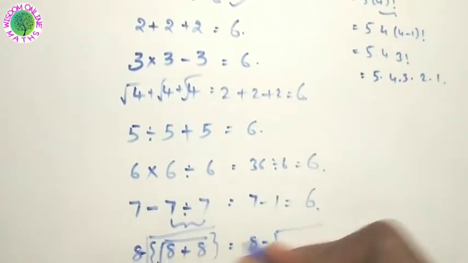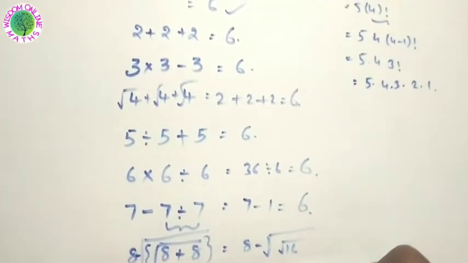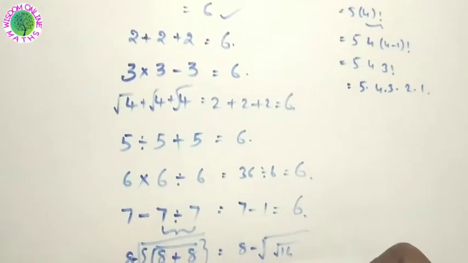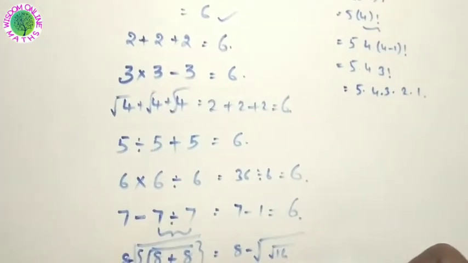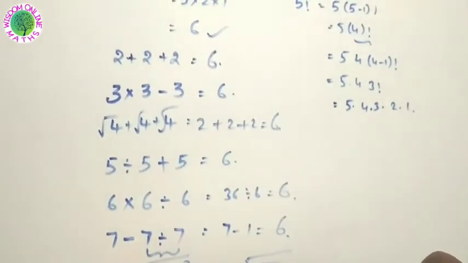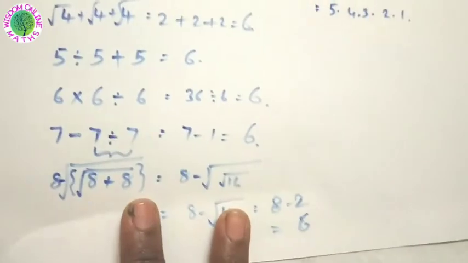Inside the brackets, if I simplify, I will get square root of 16. So 8 minus square root of 16 is 4. Again, for this one a root is there. So 8 minus root 4 is 2. So 8 minus 2 is 6. Like that 6 will come. Among all those lines, this 8 only is a little bit difficult.